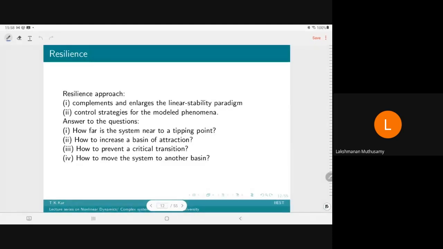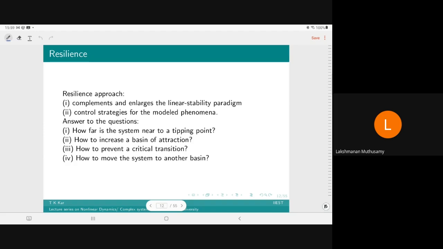So as I have already mentioned, resilience is measured as the potential to absorb the disturbances applied to the system and get back to its natural state. Actually, this resilience approach complements and enlarges the linear stability paradigm and control strategies for the model phenomena. How does it control? This approach helps to control strategies for the model approach.